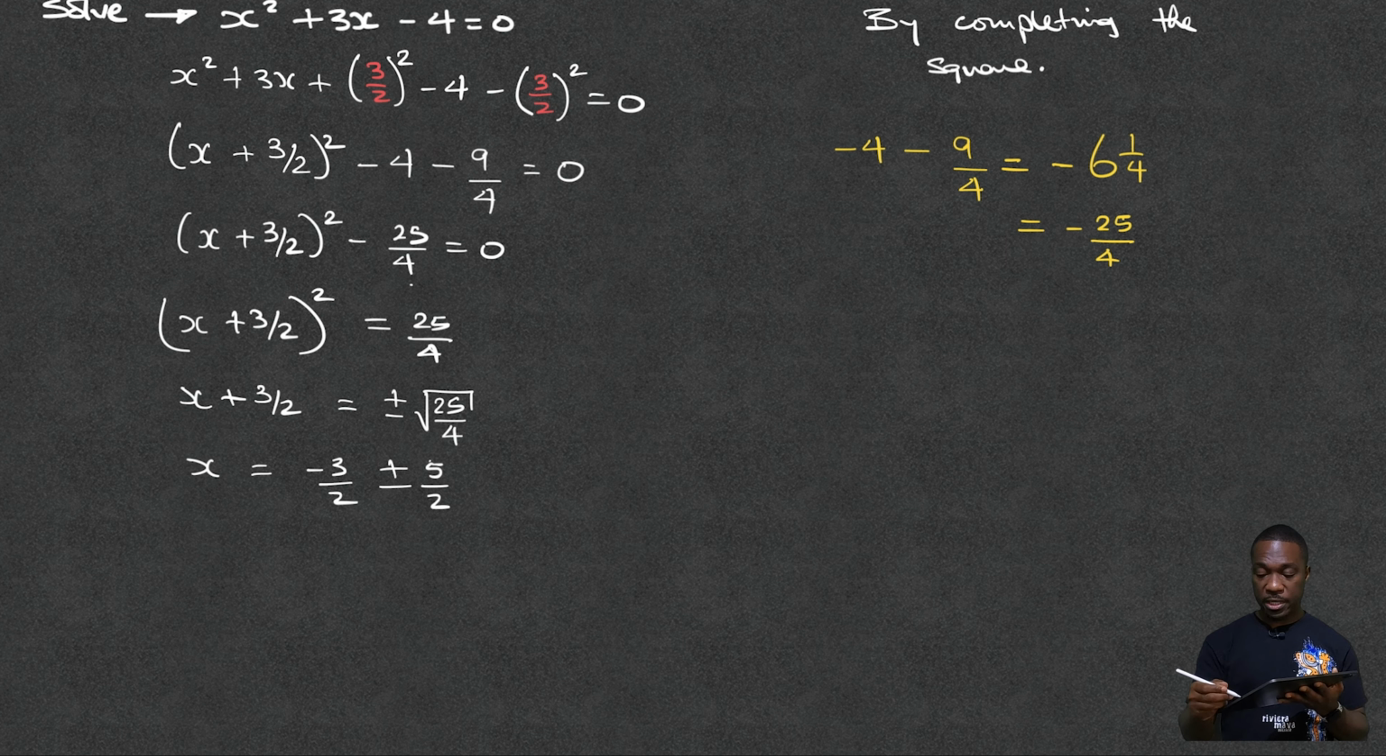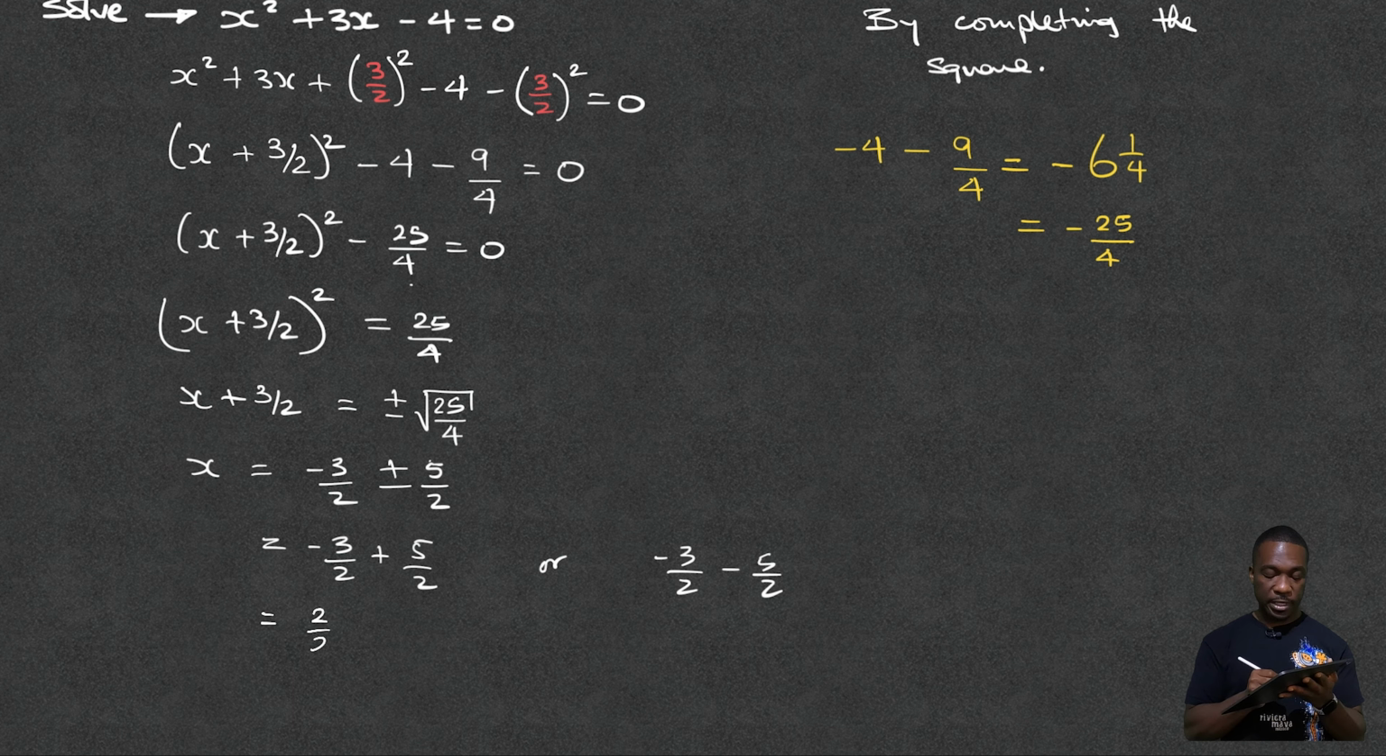So what we're actually working out is, let's separate it. We're actually working out −3/2 + 5/2, or we're working out −3/2 − 5/2. That's what the plus or minus means. It means you have to work out one with a plus and then work out one with a minus. Well, the denominators are the same, so therefore 5 take away 3 is 2, divided by 2, which is equal to 1. And on the other one, you have to add those two together. So this becomes −8/2, which is equal to −4.